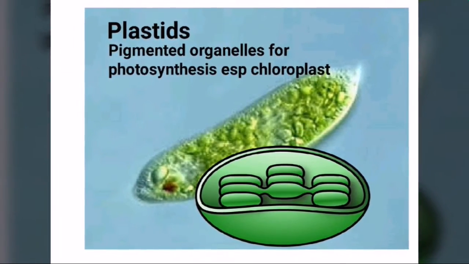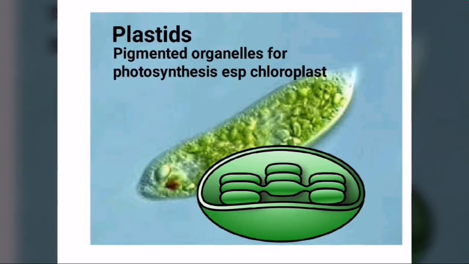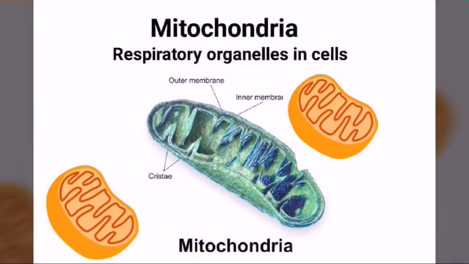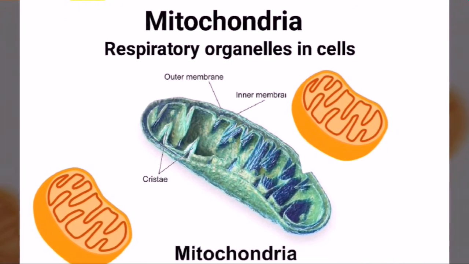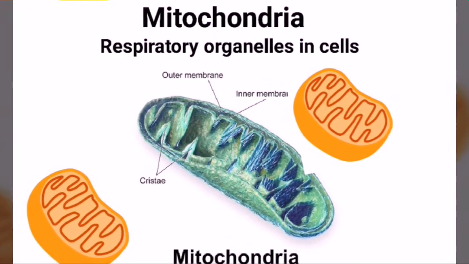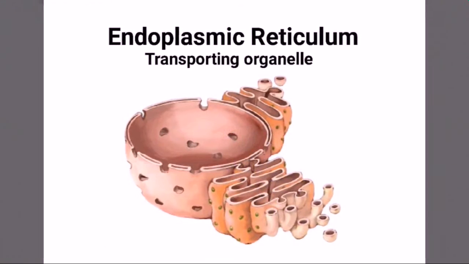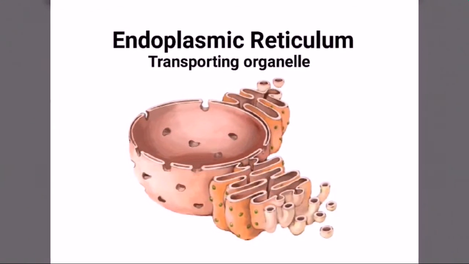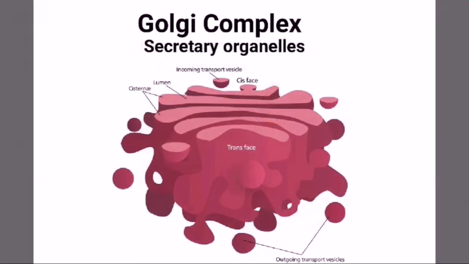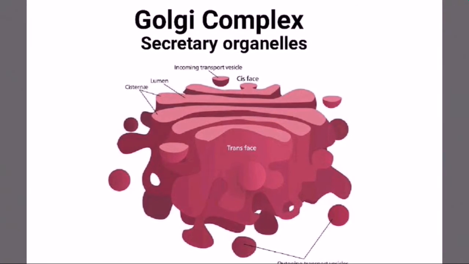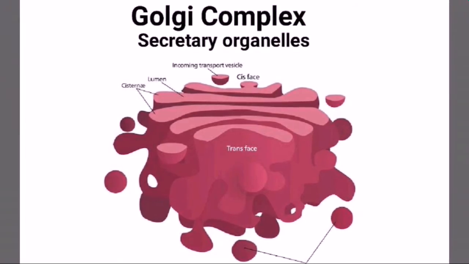Protists have pigmented organelles for photosynthesis, that is chloroplast. Mitochondria act as respiratory organelles in their cells. Endoplasmic reticulum acts as a transporting organelle in Protista cells. Golgi complex, the secretory organelle, is also present.